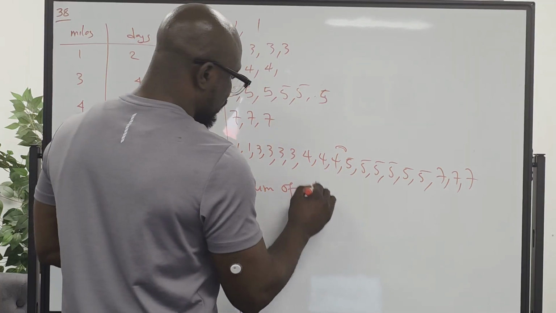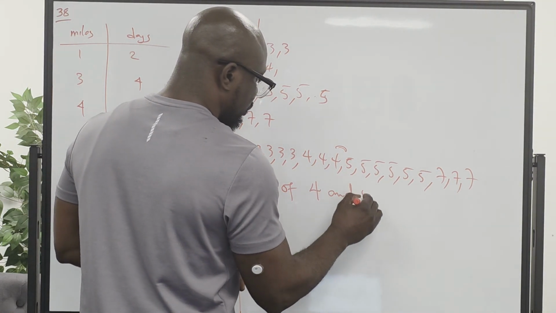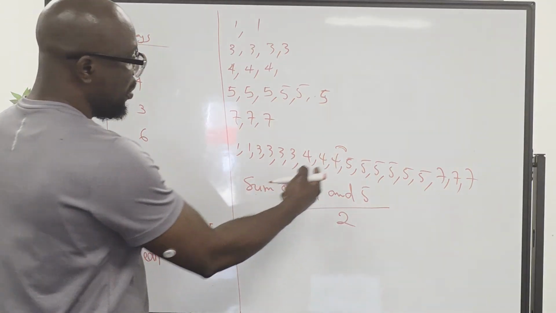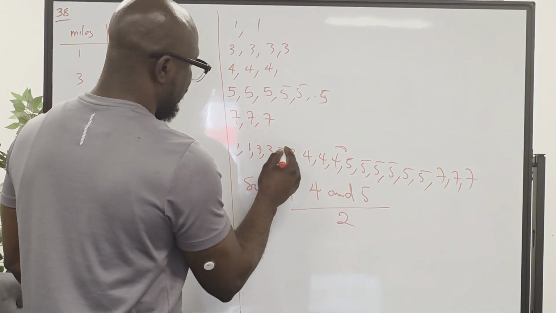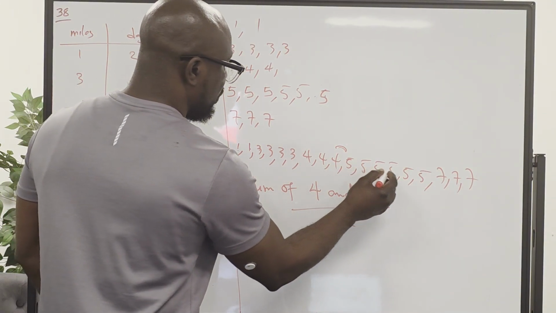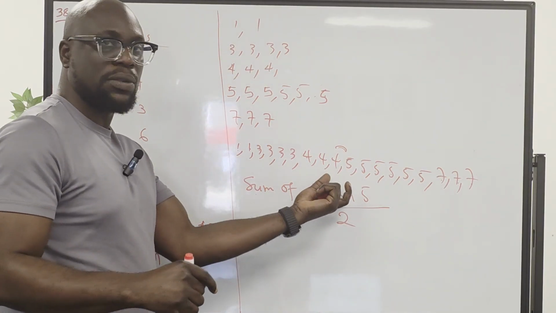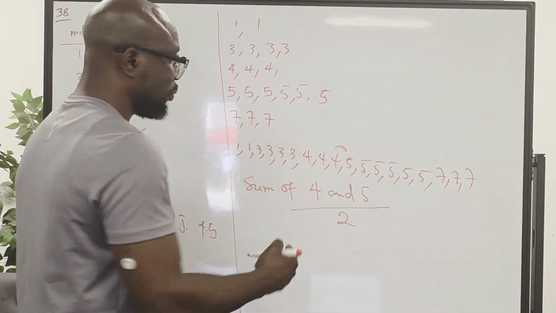Sum of 4 and 5 divided by 2, right? That'll be the median, the middle ground. So you have 1, 2, 3, 4, 5, 6, 7, 8. 1, 2, 3, 4, 5, 6, 7, 8. So those two numbers are going to be the middle, 4 and 5.